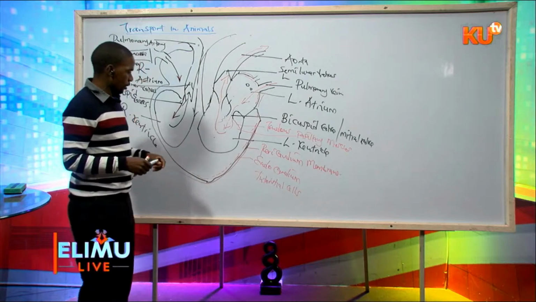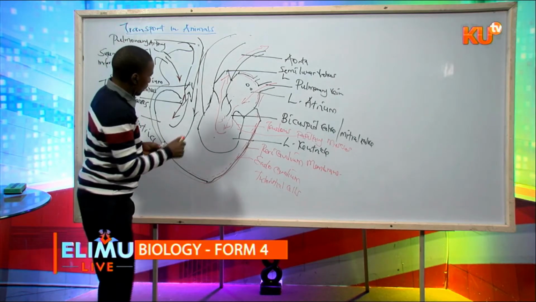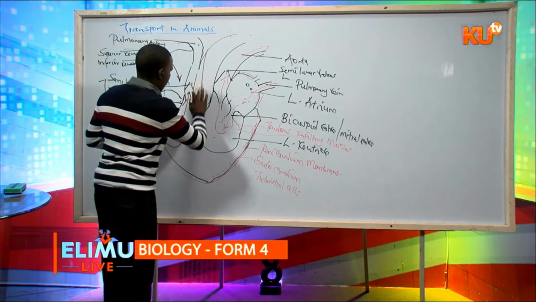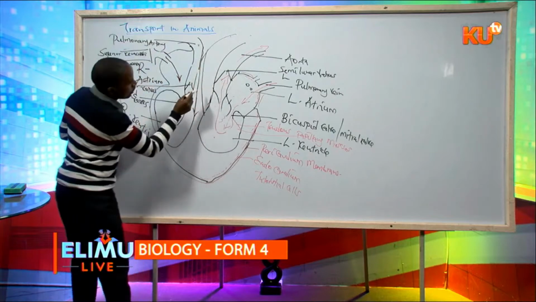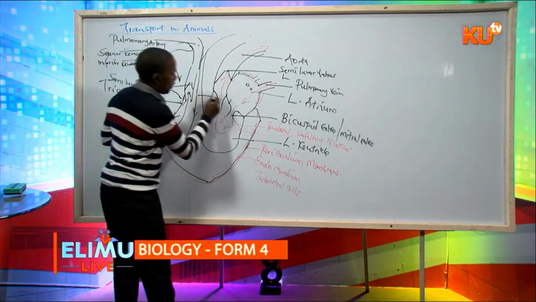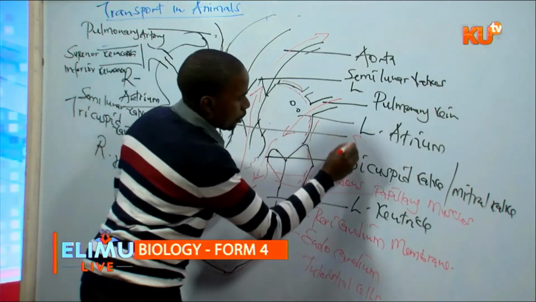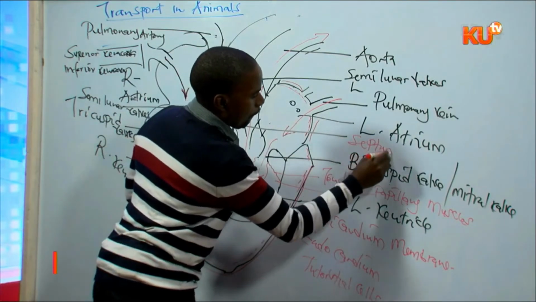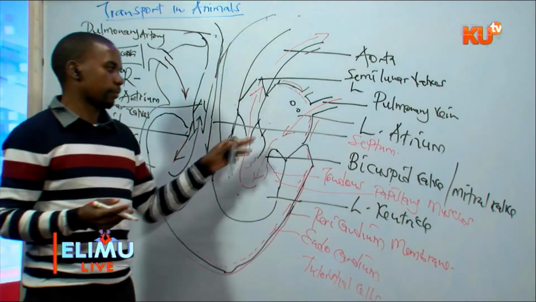So that is about the tendons. There is another part here of the heart, this one here. This part is known as septum. What is the function of the septum?